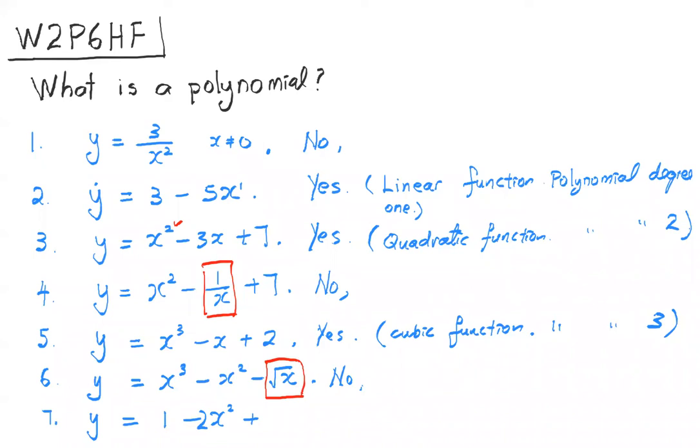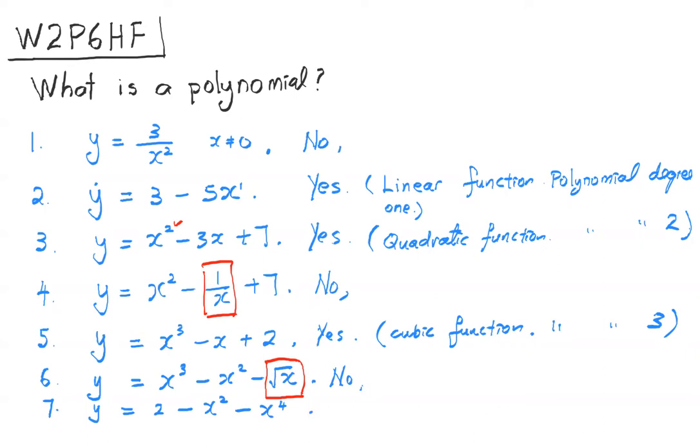Oh, you can't see. Okay. Never mind, I delete it off. Can you see? Okay. y equal to 2 minus x squared plus, minus x to the power 4. Is this a polynomial?